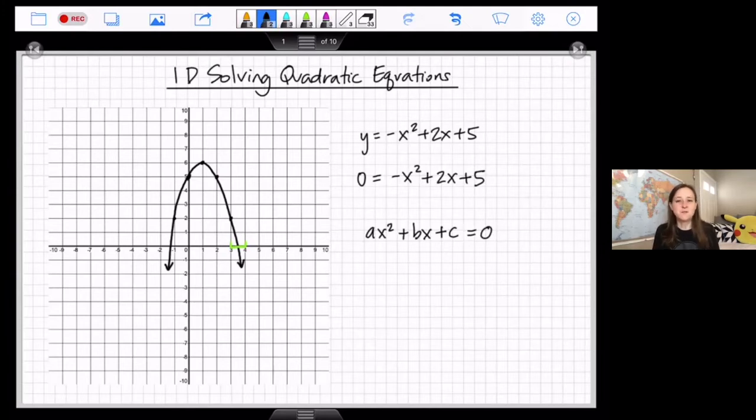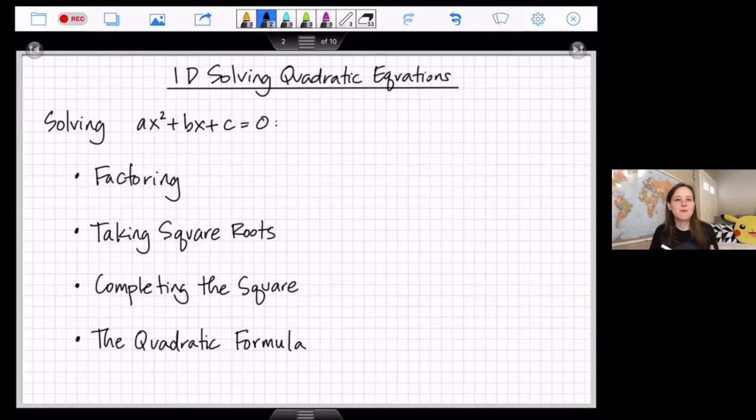We've got lots of different techniques that we use to solve quadratic equations. Eventually we're going to cover all 4 of these methods. In the video, we're just going to talk about factoring and taking square roots. Then when we get together in Zoom, we'll talk about completing the square and the quadratic formula. Factoring and taking square roots are actually the easiest 2 ways to solve quadratic equations. The trouble is that they only work some of the time. Factoring only works if you have a quadratic that's factorable.